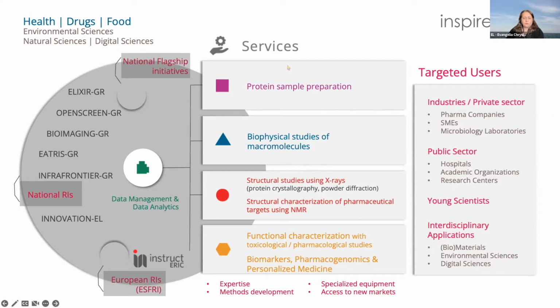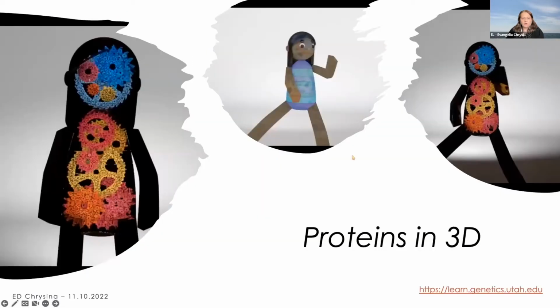The services we provide are shown here, but most importantly for us are the cross-disciplinary applications in collaboration with other research infrastructures at national level, which are also affiliated to ESFRI ones. So we are focusing on proteins in 3 dimensions in order to understand how they function, to be able to regulate them or understand how they're regulated, and design, for example, specific drugs for those protein targets.